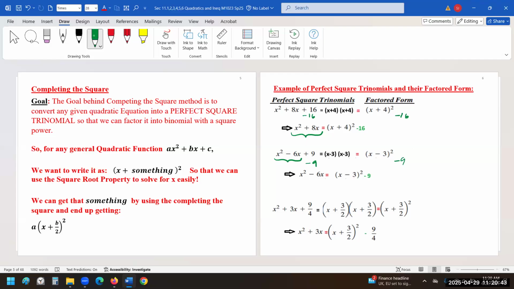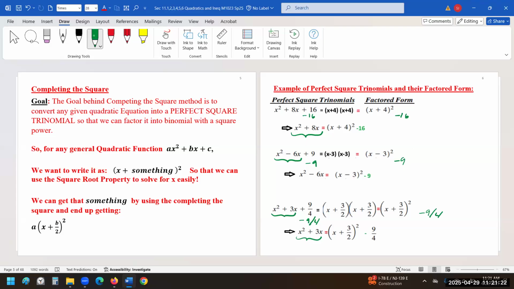If we have a fraction, no problem, we can do the same thing. Two numbers that multiply to 9 fourths and add to 3 is 3 halves. 3 halves and 3 halves, when you multiply them, become 9 fourths. If you add them, you get 6 halves, which is 3. But if you want only the x's together, we can subtract the 9 fourths from both sides. So we get x squared plus 3x equals a completed square minus the constant term.